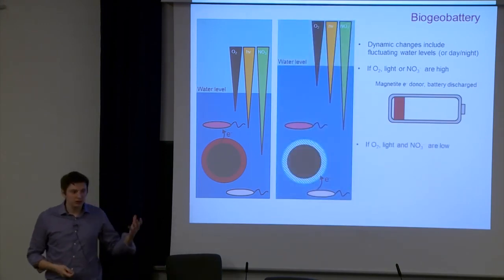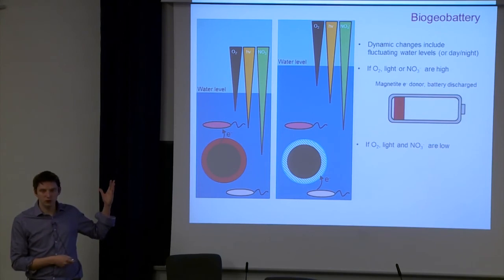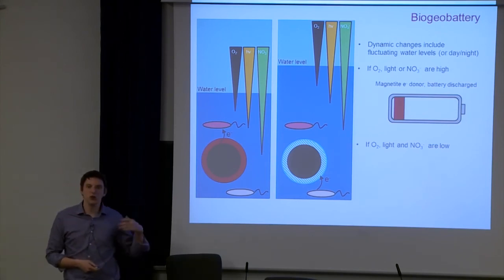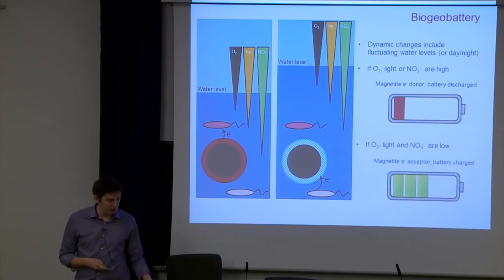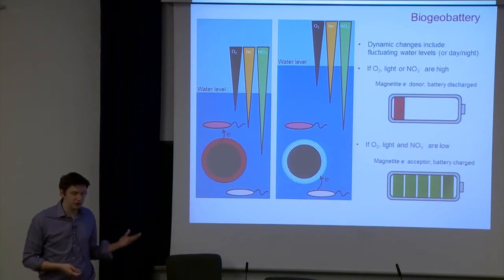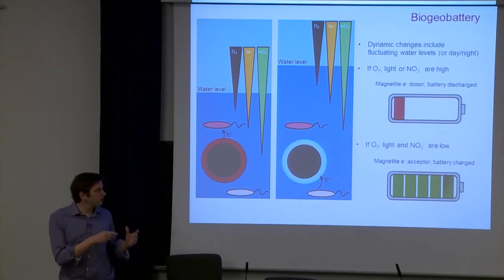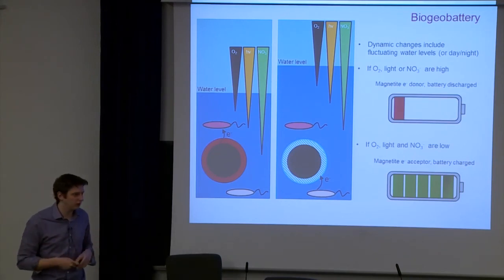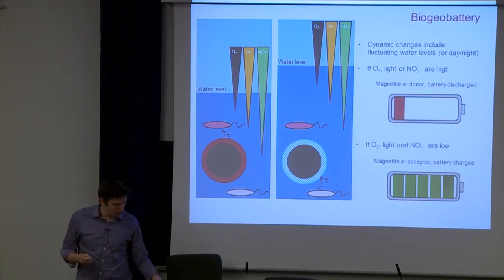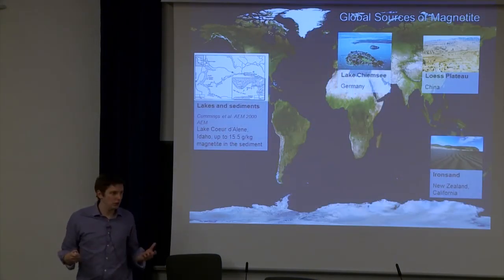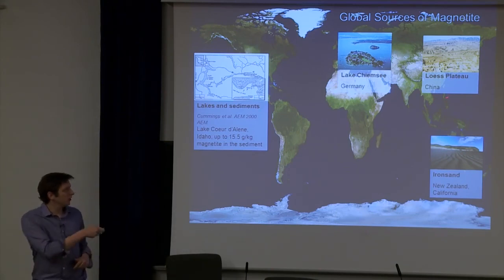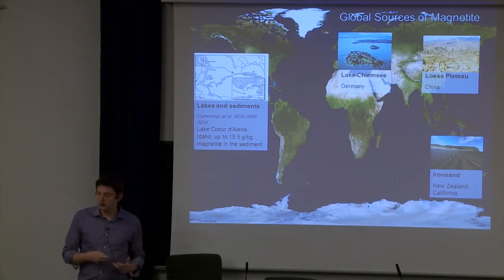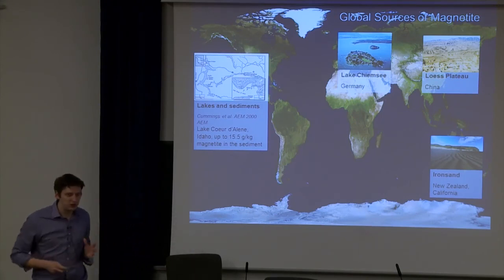Later on, you might have the dark, or the water level might have risen, and you don't have the same penetration of the oxygen, the light, or the nitrate. And at this point, the Geobacter are now pumping their electrons back into the magnetite and recharging the battery, ready for the next process when the oxidizers might be requiring it. And so this is the idea that we've got behind this biogeobattery, and it extends to various different environments, because around the world there is a large abundance of magnetite, whether it's in lakes and sediments, in these Chinese loess plateaus, or in iron sands found in New Zealand and California. These are just some examples.